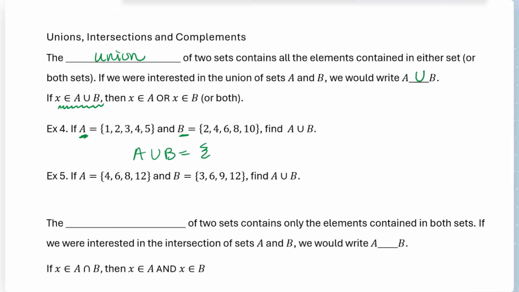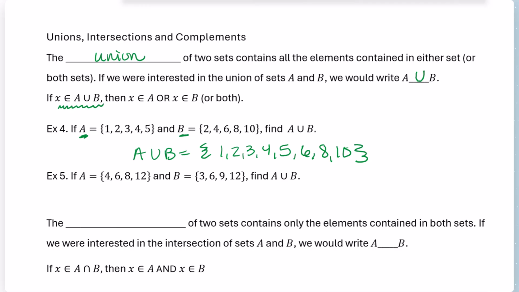I'm going to pick up everything from A: 1, 2, 3, 4, 5. And I also need to merge in everything from B. Well, B has a 2, already got it listed, and a 4, we already have it listed. But B also contributes a 6, 8, and 10. And so this gives us the union here. We took both sets and merged them together.